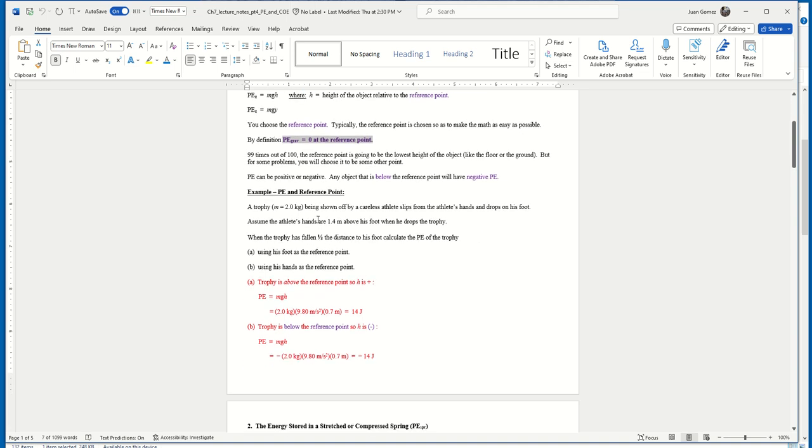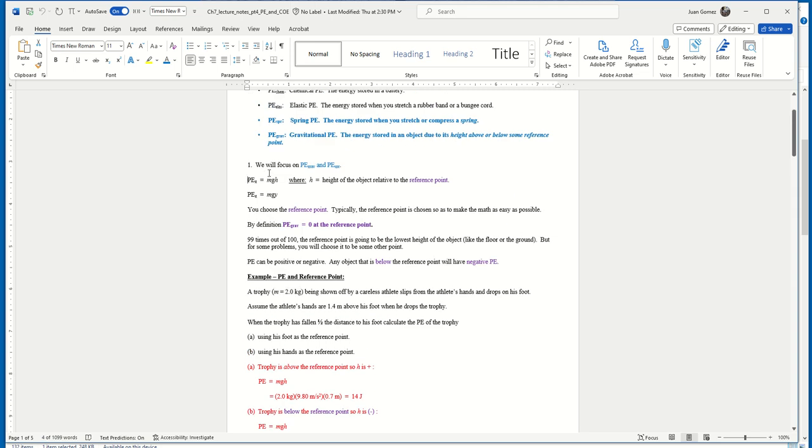All right, well, let's look at an example. You have a trophy, and again, what is PE? PE is mgh, where h, by definition, is the height relative to the reference point. Could be above or below. h can be positive if it's above the reference point, or negative if it's below. But PE is mgh. m is the mass in kilograms. g is gravity, 9.80 meters per second squared. h is in meters, and if the object is above the reference point, the PE is positive, meaning h is positive. If the object's below the reference point, h is negative, meaning the PE is negative.